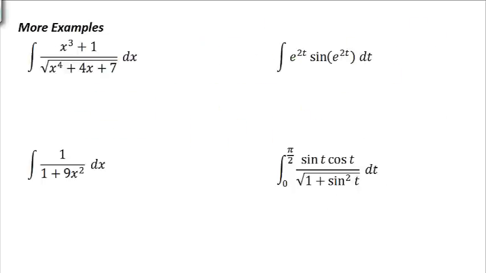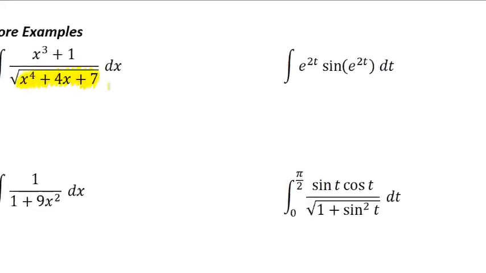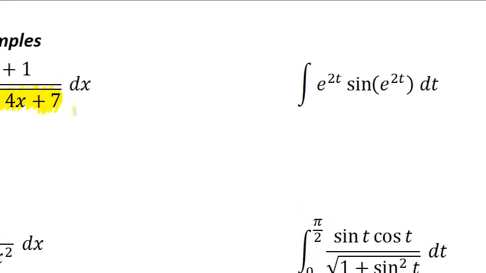Take a look at the other examples here and see if you can work those out, referring back to the previous few examples to help you out. Again, I'll give you a few hints here. Look for the composed functions for your u value. So in that first one in the upper left here, that looks like it'd be a good composed function value. Sine of e to the 2t, that looks like it might be a good value there.